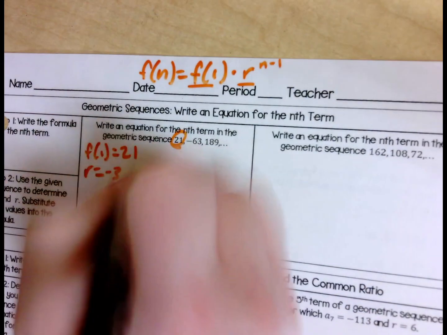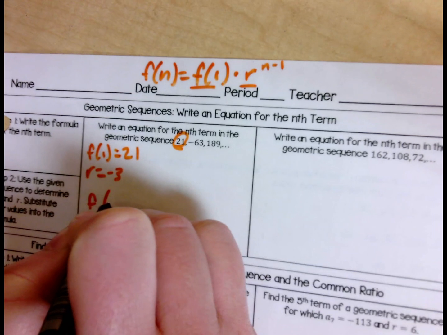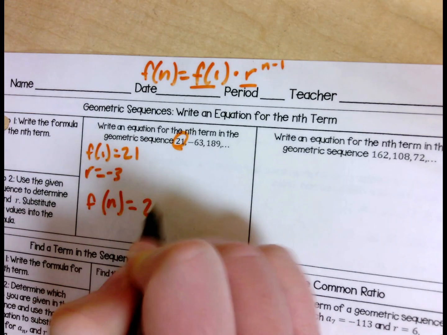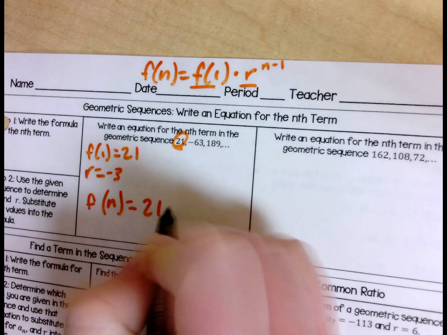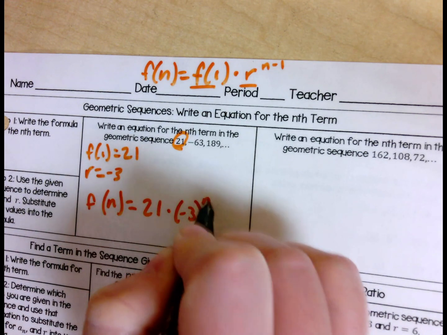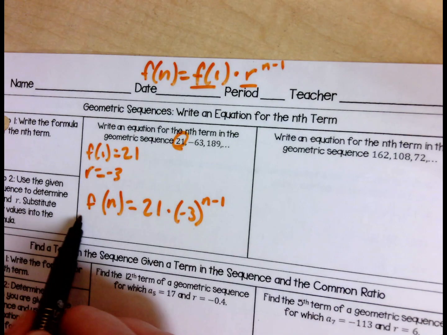So we're going to plug these two values into this equation. So f of n is equal to the first term, which is 21, times the ratio, which is negative 3, raised to the power of n minus 1. Okay, and that's the equation.